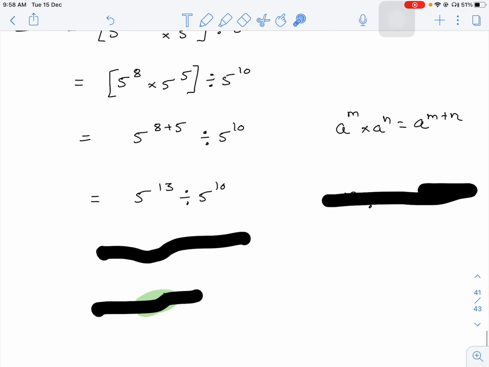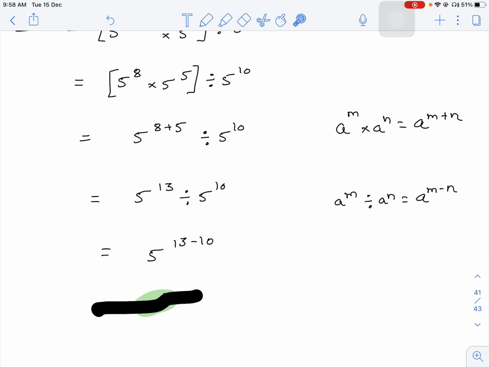Now if you look at this condition, two numbers with the same base are dividing each other. So during such time we subtract the powers. So here also in the next step we will subtract 13 minus 10. So now we get 5 raised to 13 minus 10. Finally, our answer will be 5 raised to 3.